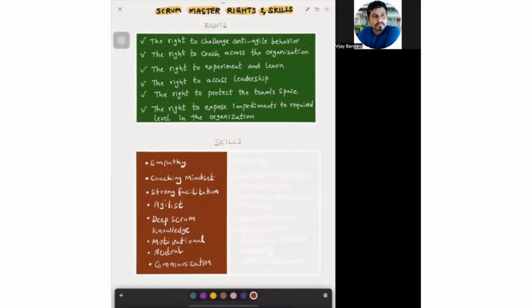And Scrum Master himself or herself should be an agilist. So he or she should have a great understanding of agile values and principles and deep Scrum knowledge to be able to identify what practices can be implemented in Scrum which will make Scrum more effective and what practices will lead to some anti-patterns. And Scrum Master should be motivational, also neutral, especially when doing the facilitation. Scrum Master should be neutral, that means impartial or unbiased.